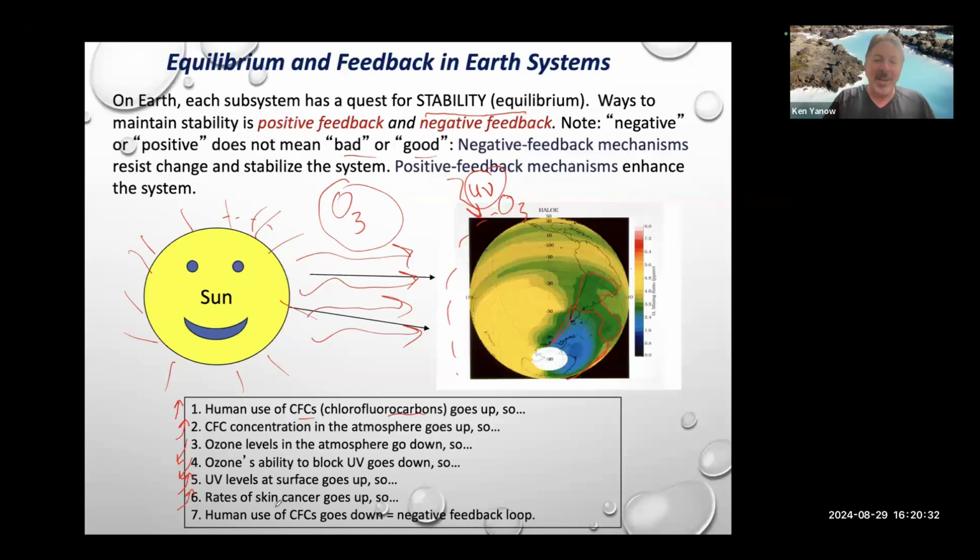And then finally, humans' use of CFCs had to go down. That's the negative feedback loop. And in this case, the negative became a positive. Now, by the way, this was amazing. This happened, I believe, in the 1970s or so.